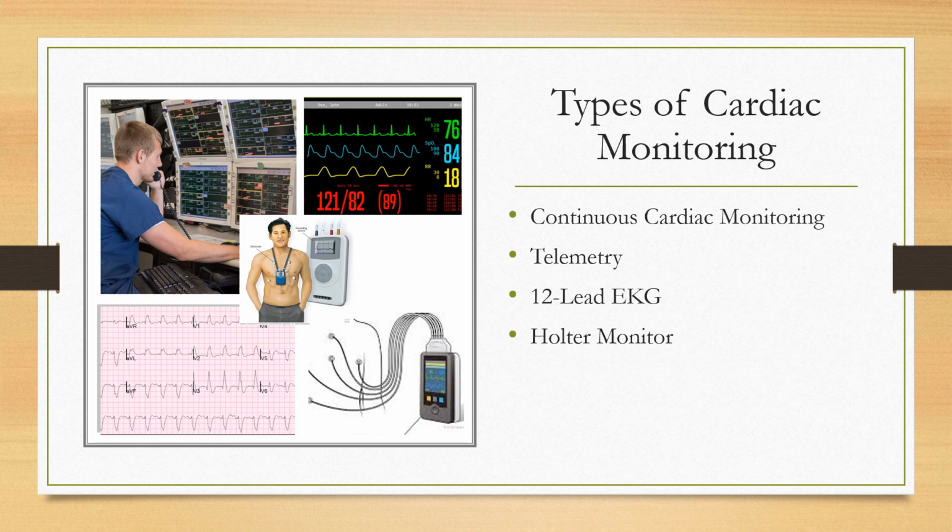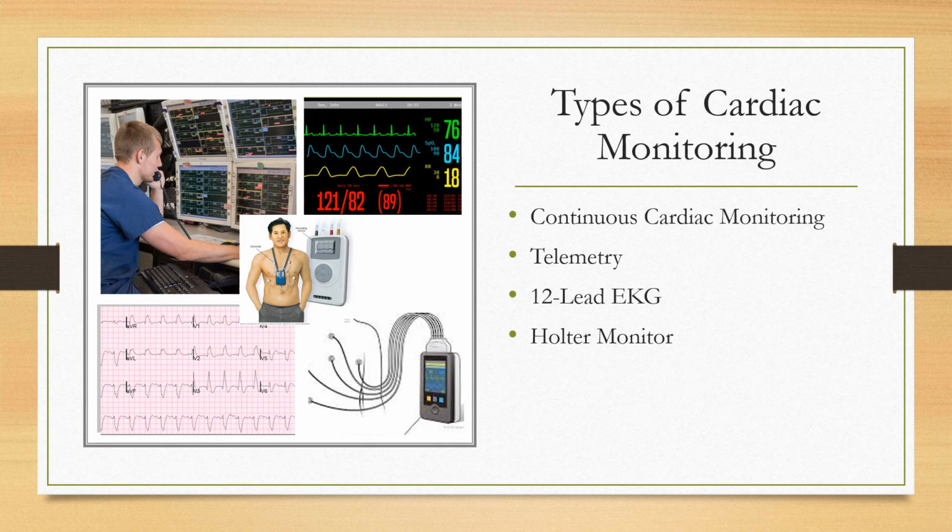Telemetry is still going to give you that information, but the patient can be mobile a bit. They can be walking around a bit with a telepack. The 12-lead ECG is the bottom left. That is what we get from putting all those leads on a patient. Those 10 leads: right arm, left arm, right leg, left leg, and then the chest leads, V1 to V6, and we'll talk about those.